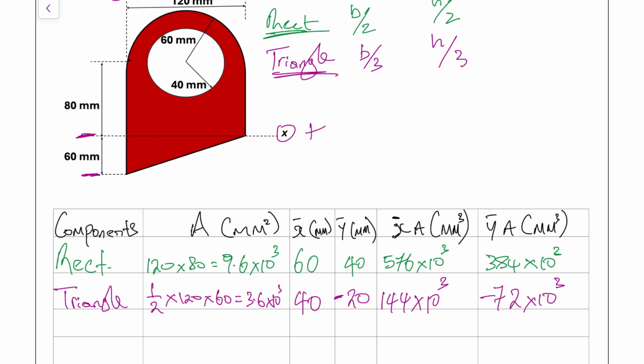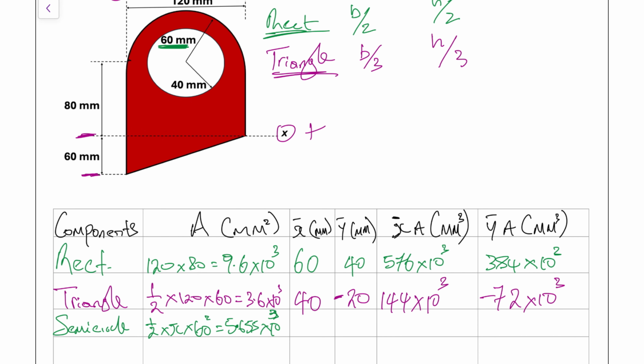So I'm going to go to the semicircle next. For the semicircle, we know the area of a circle to be pi r squared, and this is simply a semicircle. So we're going to end up with half times pi times the radius squared. We can see that the radius for this semicircle is 60 mil right there. So all we have to do is half multiplied by pi multiplied by our 60 squared. So we get that as 5.655 times 10 to the 3.